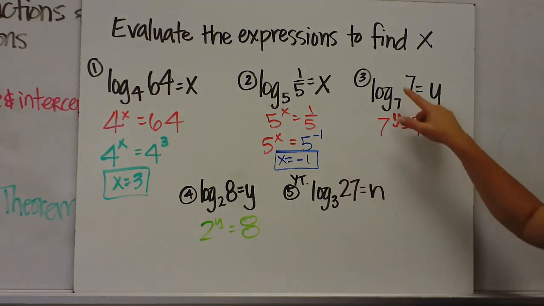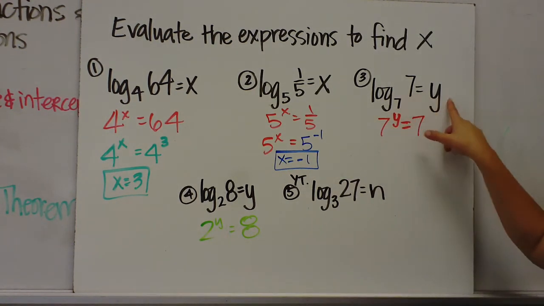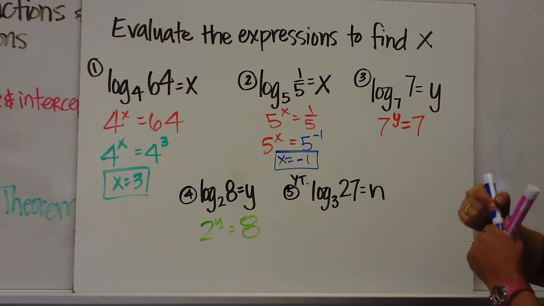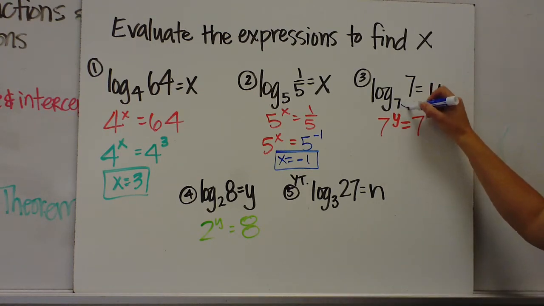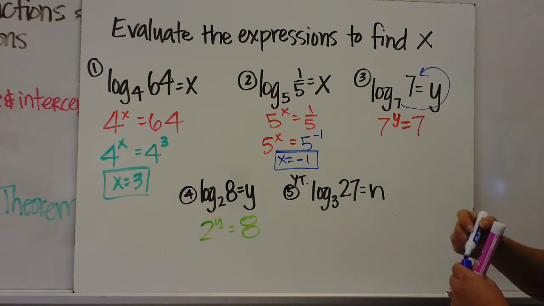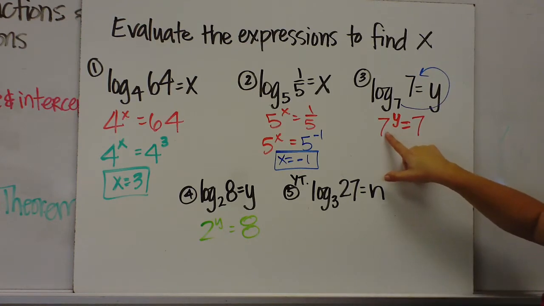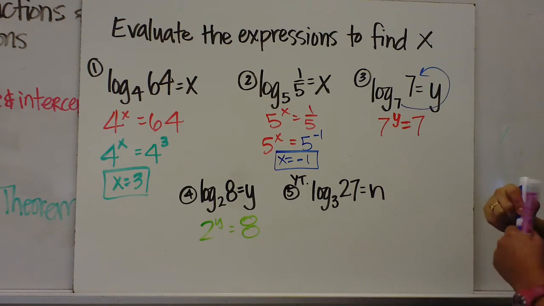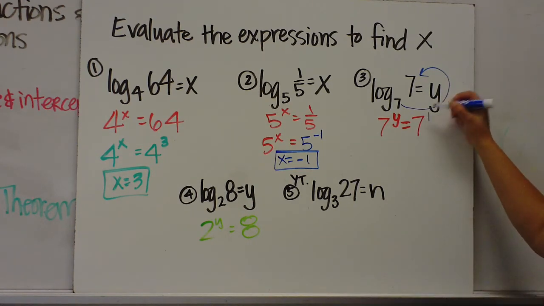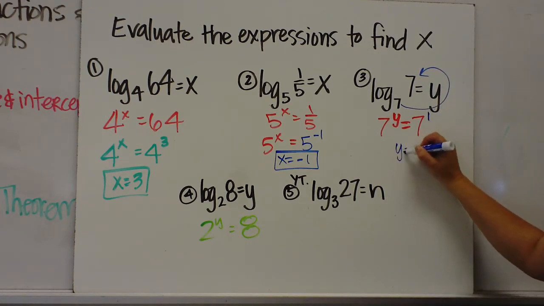All right, so number 3, log base 7 of 7 equals y. I rewrite it in exponential form, which means 7 to the y power is 7. And now I need to know what this exponent is. I have the same base already, and I know that this has an exponent of 1, which means y equals 1.